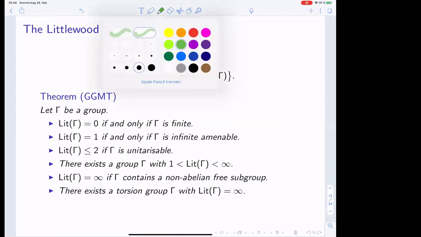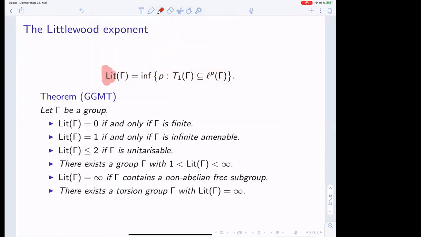And so now we turn these two observations into a definition, and define, very courageously, the Littlewood exponent of our cube gamma to be the infimum over all P such that T1 is contained in LP of the cube gamma. Some people might wonder why we took LP and not some other completion of the cube gamma or of C0, the compactly supported functions? But let's just stick to LP for the moment. We will see that there are a number of interesting results that can be proven about this Littlewood exponent.